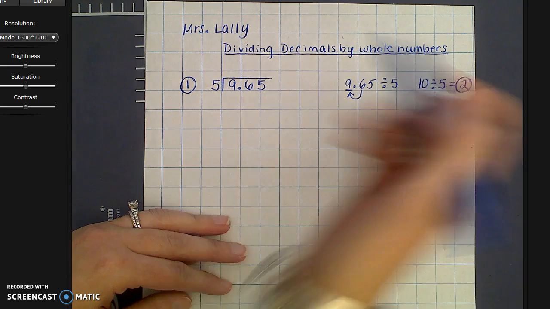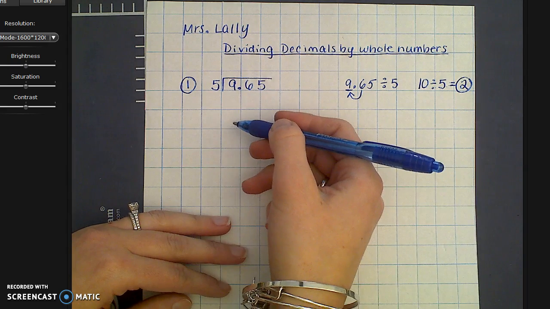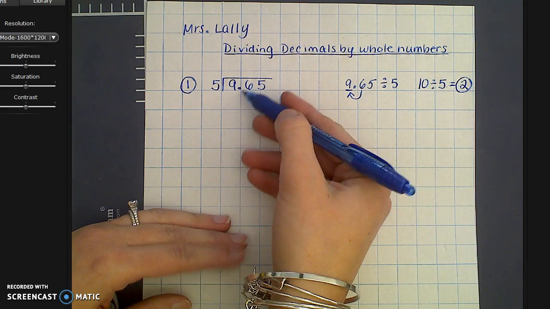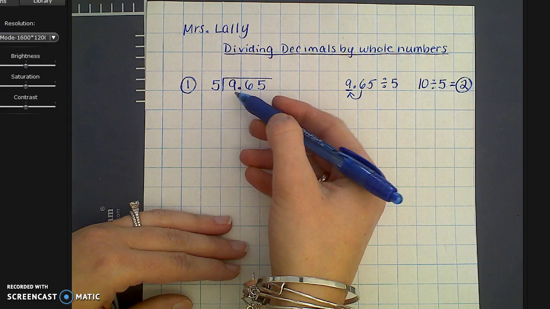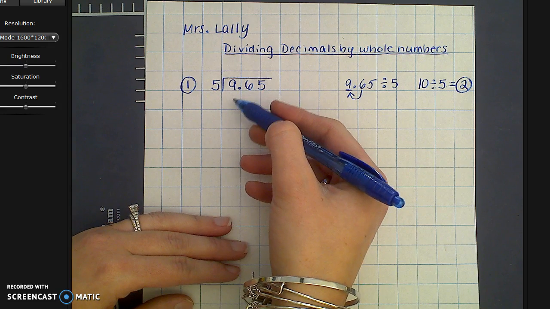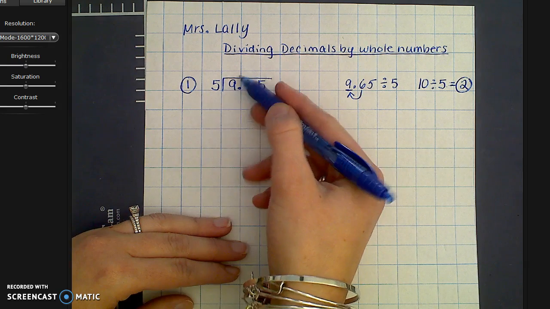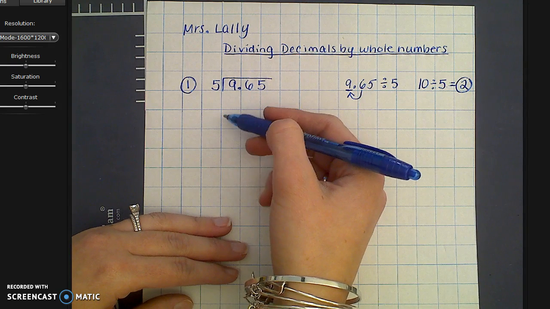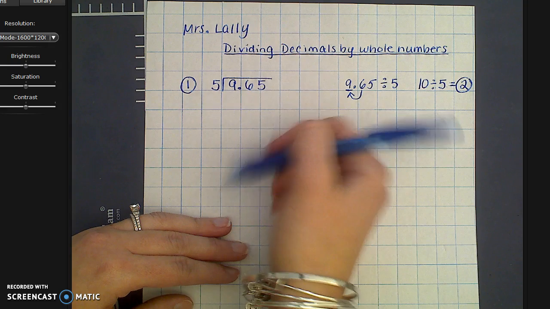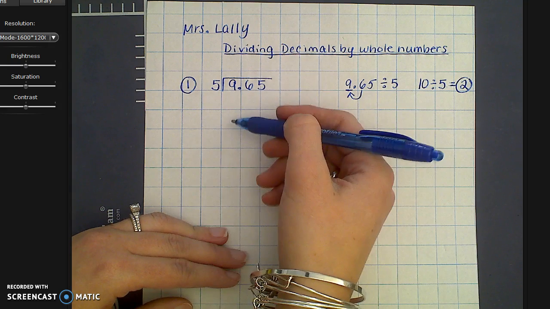Okay, so let's now do the problem out. What I want you to do is just forget about the decimal point. Pretend it's not even there. We're going to follow all of the same division rules, the whole long division method, just like we did previously this year with whole numbers. We're going to forget about the decimal point for now. Okay, we'll deal with it at the end.